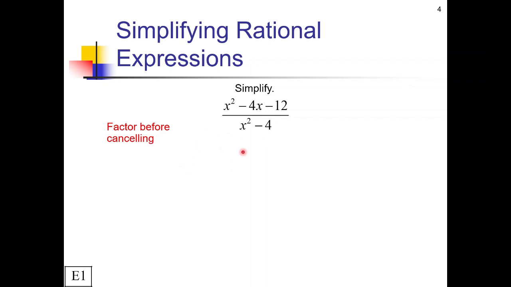So with that in mind, pause the video, see if you can remember how to factor these sorts of things, and cross off any common factors you find to simplify this thing. All right, let's see how that went for you.